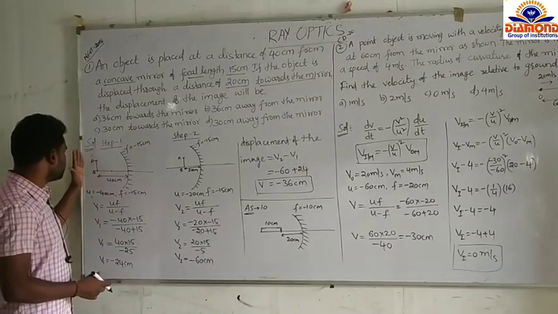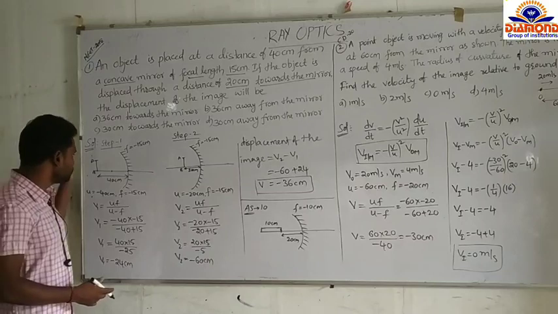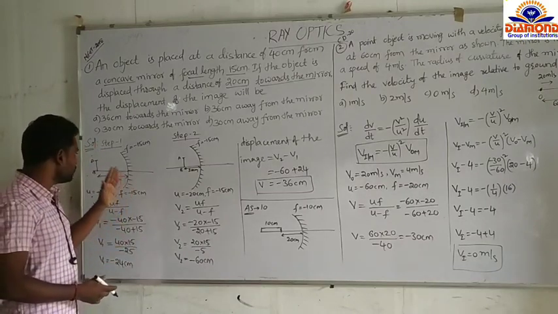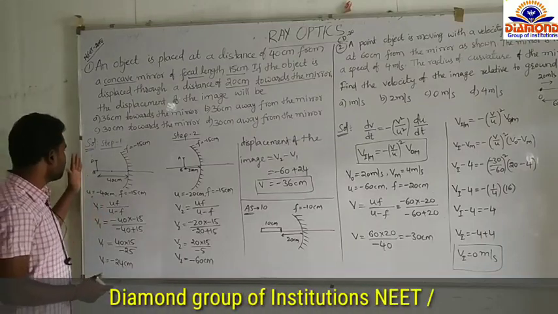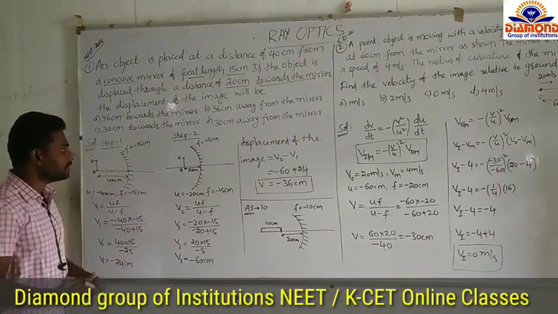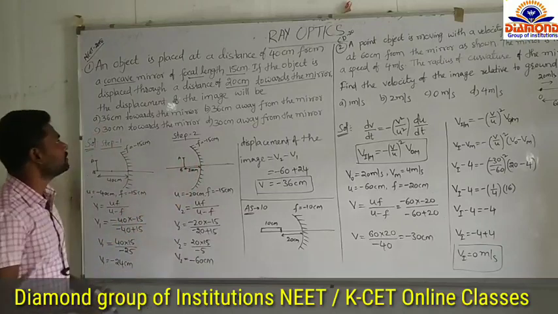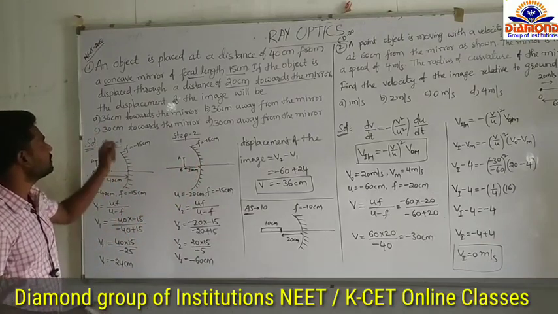That means if the object is moving from infinity to the focus, then the image will move from the focus to infinity. Okay, remember that one. So here the object is moving toward the mirror, so the image will move away from the mirror. From that we can cancel two options here.